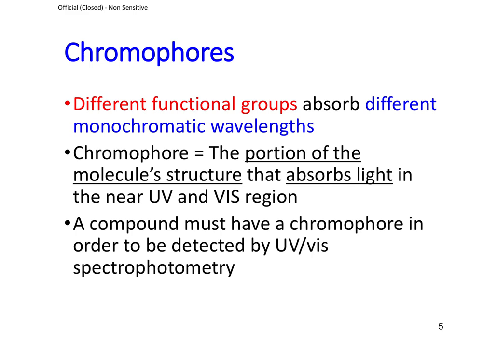Now let's think about the chemical structure of compounds. Different functional groups in a compound can absorb different wavelengths of electromagnetic radiation. A chromophore is a portion of the molecule's structure, so that's a functional group in the molecule that absorbs light in the near UV and visible region. So in order to be detected by UV and visible spectrophotometry, a compound must have a chromophore.